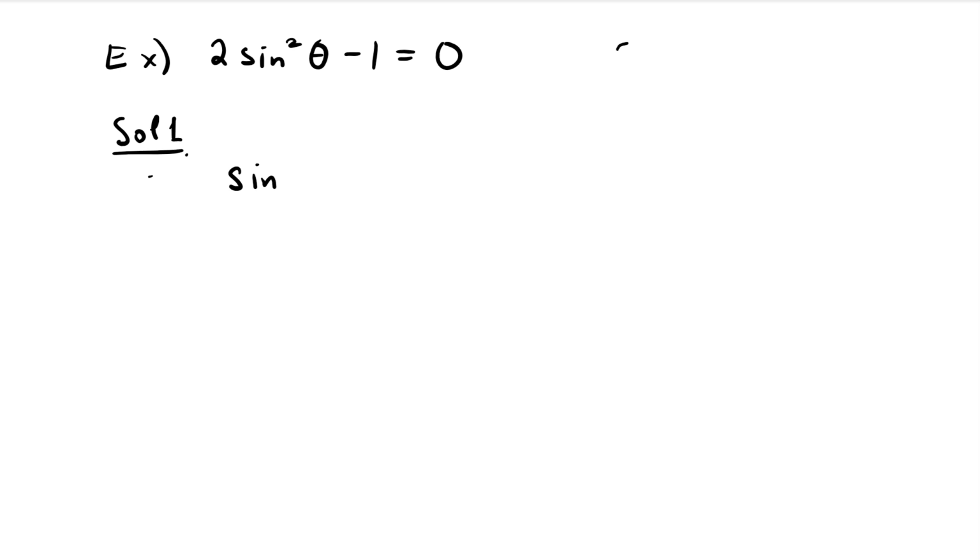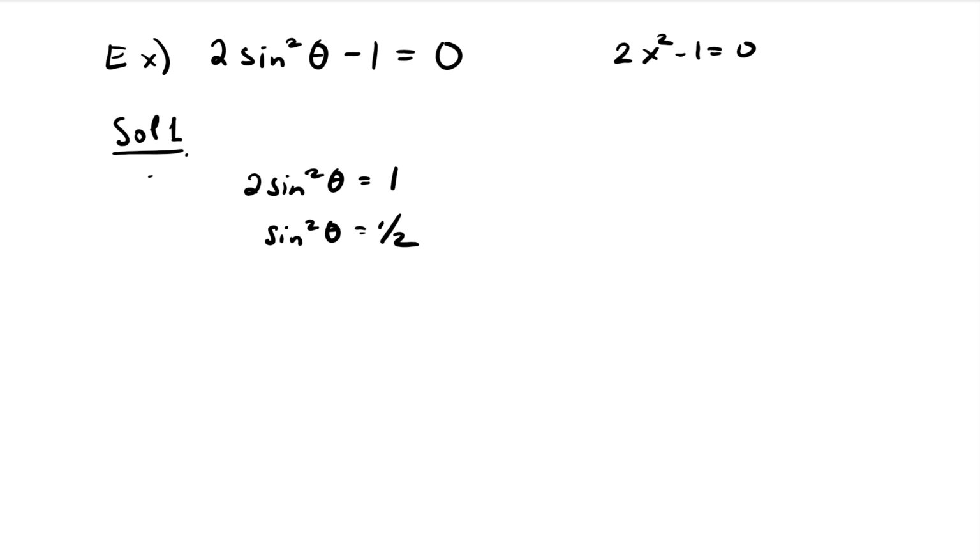By the way, this is very, very similar to solving something like this. Okay, so we'd be solving for x here. x is sine of theta, so we're going to solve for sine of theta. If we send 1 to the other side, we get 2 sine squared is 1. Sine squared is 1/2.